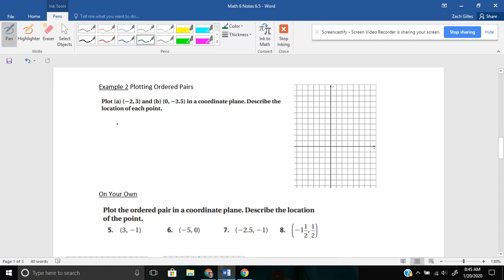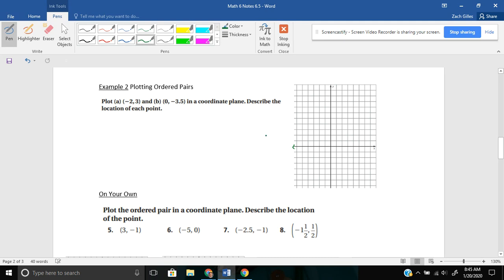Right? For example 2 now, we get to plot. So it says plot -2, 3, and 0, -3.5, and describe the location of each point. You can see here that I've given you a little bit of graph paper, and here's our x-axis. I have that labeled, and here's our y-axis. Notice they have arrows on the end to remind you that they go on forever.